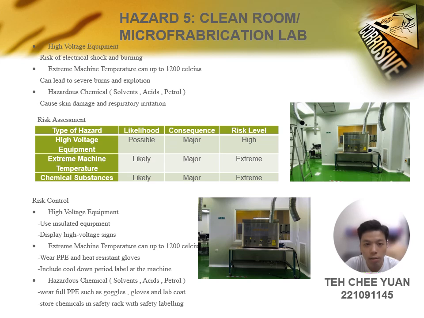The risk assessment rates high voltage as high risk, while extreme temperature and chemicals are extreme risk due to their severity and likelihood. To control these hazards, we need to insulate the equipment, use clear warning signs, and wear proper PPE such as gloves and lab coats, and also ensure correct storage with safety labeling. These measures follow the hierarchy of controls to minimize the harm.